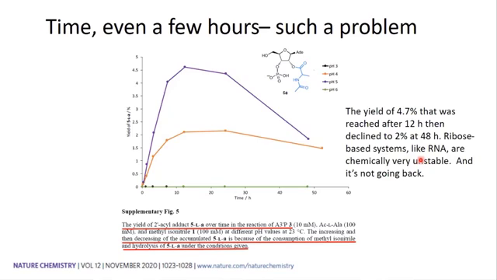Ribose-based systems like RNA are chemically very unstable, and it's not going back. Under most of the pHs, he got 0 yield. Under some of the pHs, he was able to get a yield, but then it declines. You think time's a problem? It is such a problem.